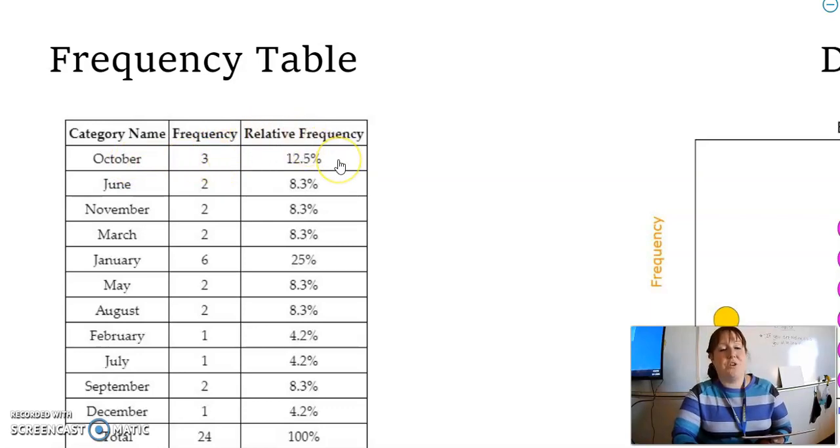Now the relative frequency tells me what percent of the whole group answered October, what percent of the whole group answered June. So this is a great thing to have if you're trying to create another chart. So maybe you're trying to create a pie chart. You need to find the relative frequency, and relative frequency just means what percent of the whole group is this. You can see I have 24 kids, and so if 6 of them have a January birthday, that is 25% of them had a January birthday.